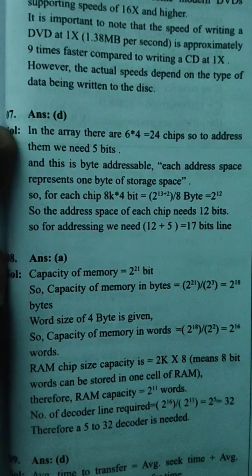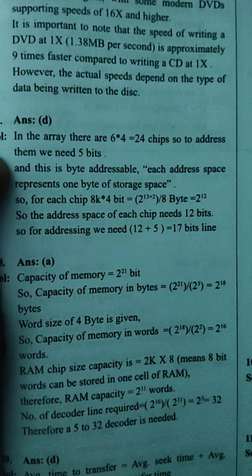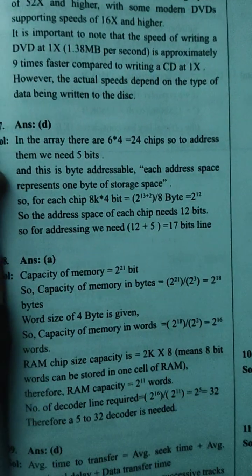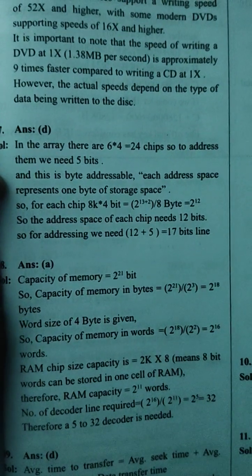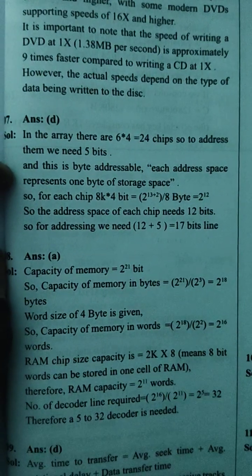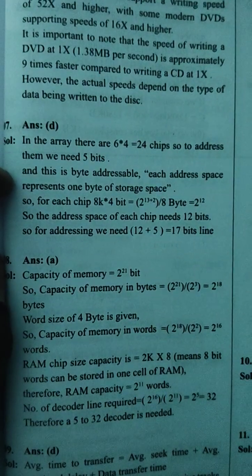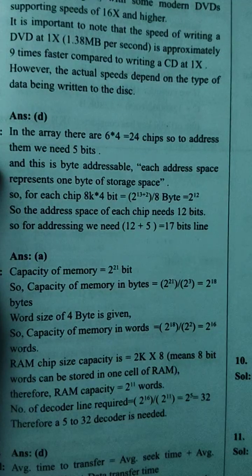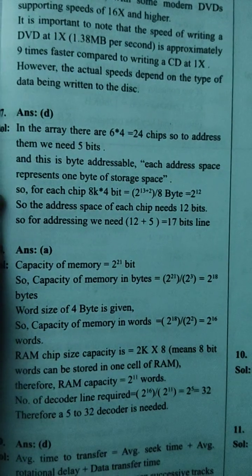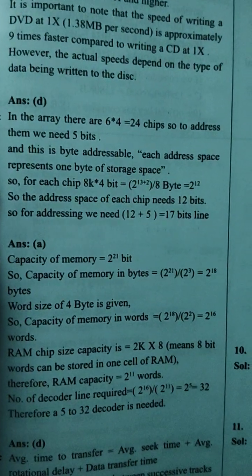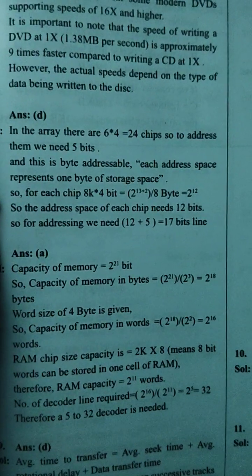So to address them we need 5 bits, and this is byte addressable. Each address space represents 1 byte of storage space. So for each chip, 8K into 4 bits is 2 power 13 into 2 power 2 divided by 8 bytes, that is 2 power 12. So the address space of each chip needs 12 bits. So for addressing we need 12 plus 5, that is 17 bits lines.